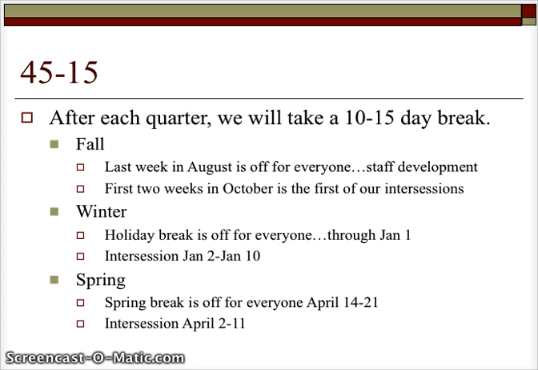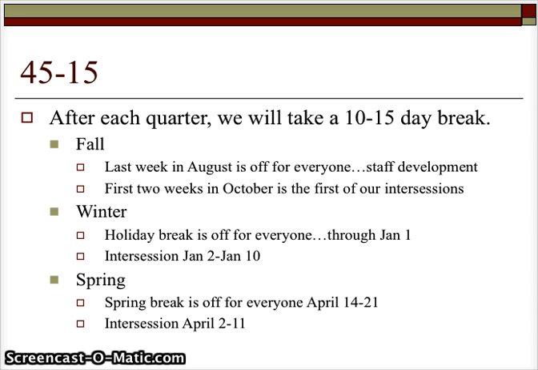So a little bit more detail about this. The idea behind this 45-15 calendar is taking the same number of days and spreading them out more evenly across the year. So during those 15-day breaks, we would have some care for some of those days, and some of those days would be a day off to make sure that family vacations, regardless of what school children attended, would align. So in the fall, the last week in August is off for everyone. That's staff development. So regardless of what school children attend, the last week is off.